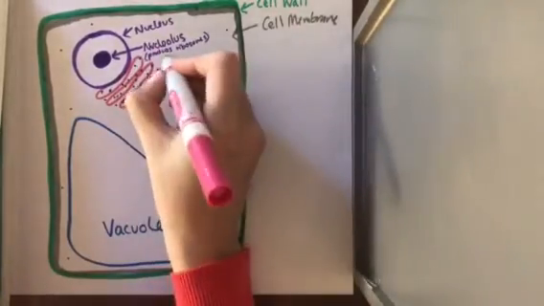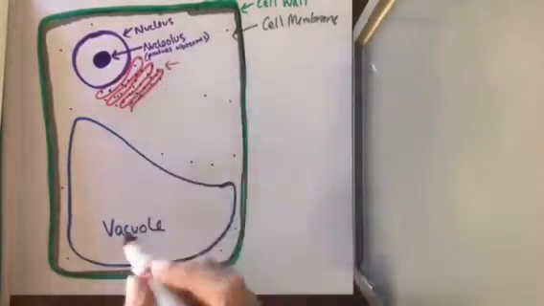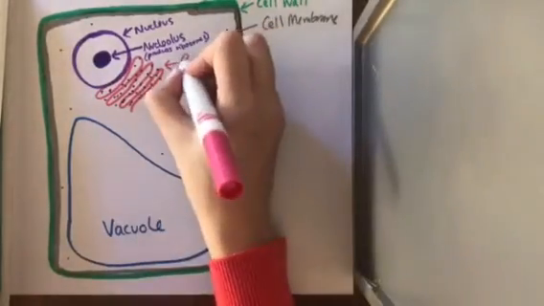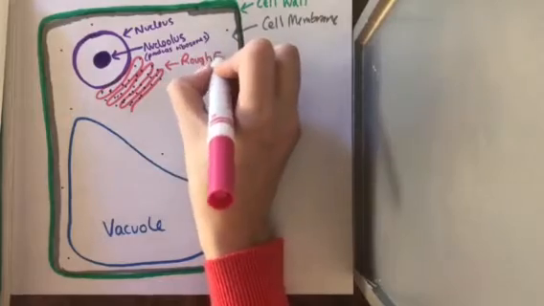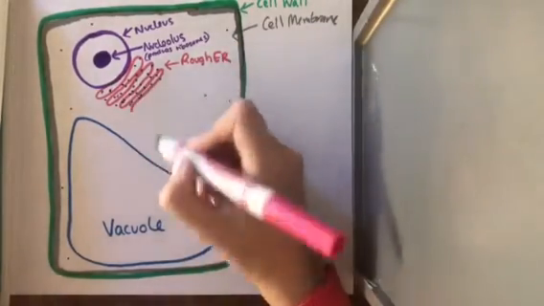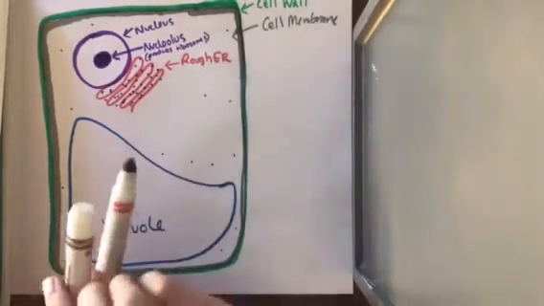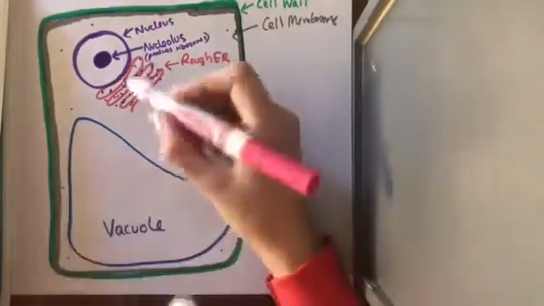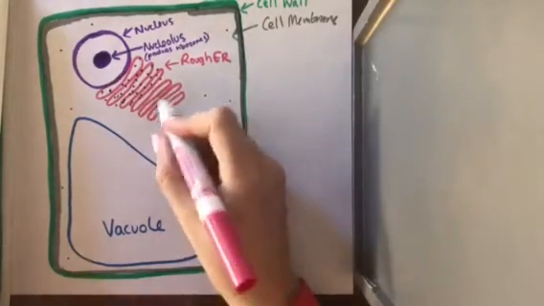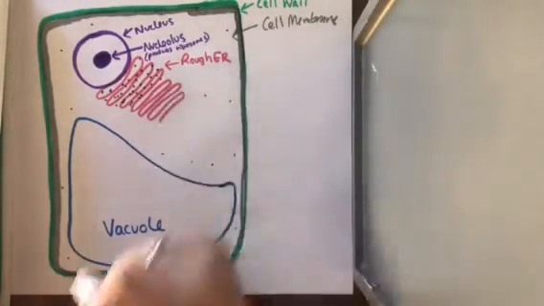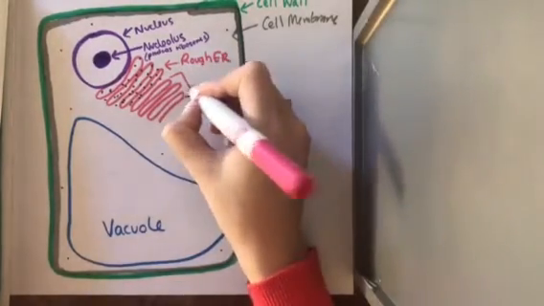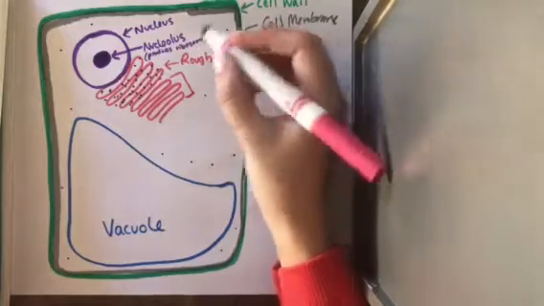So this is actually the rough ER, which just makes sense, right? It's rough, it's bumpy. This is the rough ER. Right next to that rough ER, the ER is going to continue. But you can see this time there are no bumps on it. It's very smooth. And that is because it's called the smooth ER.